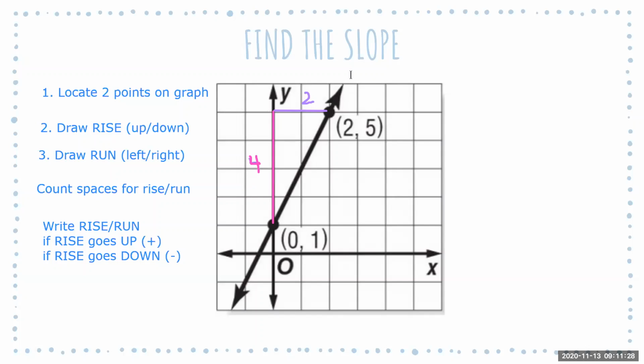So our slope here, if I were to answer, what is the slope of this graph? I would write down my rise, it was positive 4, divided by my run, which was 2. And this one I can simplify. I can take 4 divided by 2. So my slope would just be positive 2, would be my answer here.